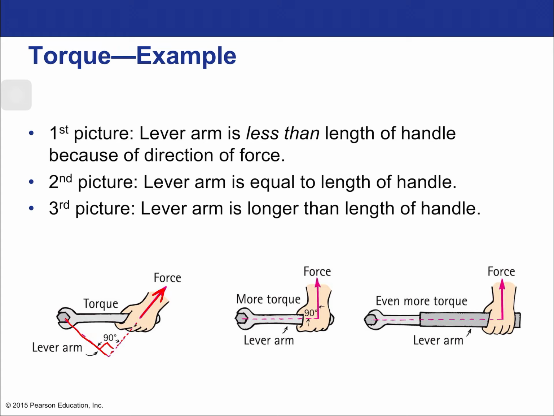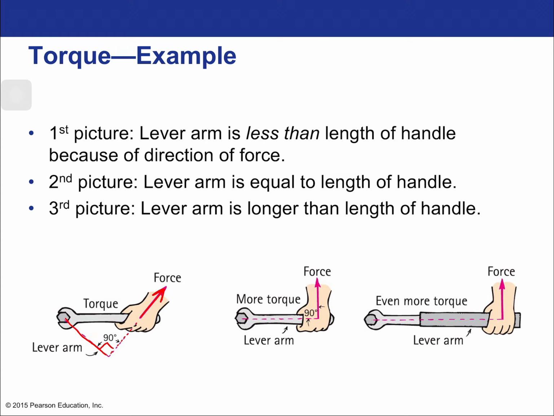Here, the lever arm is shorter than the length of the wrench. The actual length of the wrench will be the hypotenuse of the triangle. On the other hand, if we apply the force perpendicular to the handle, now the entire handle becomes the lever arm.